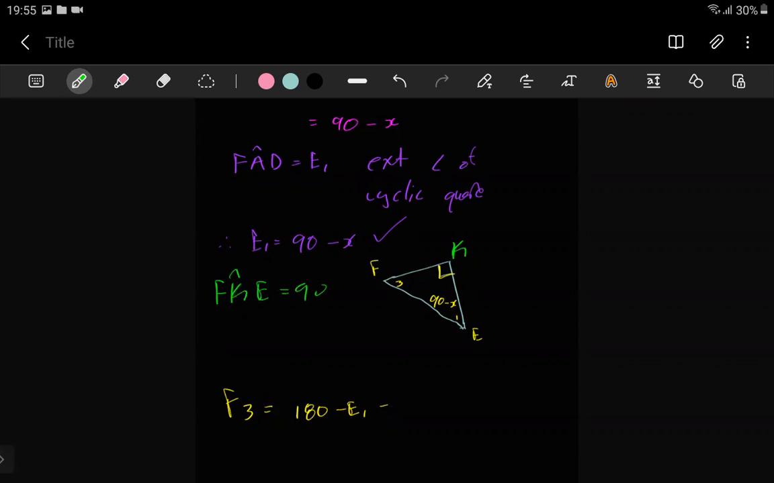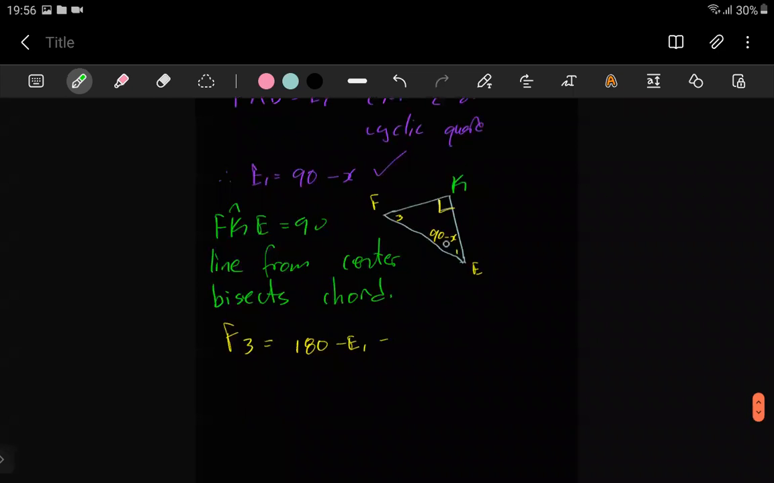The reason is line from center bisects chord. There you go. So now it's clear that we know this is 90. So now we can make use of it.